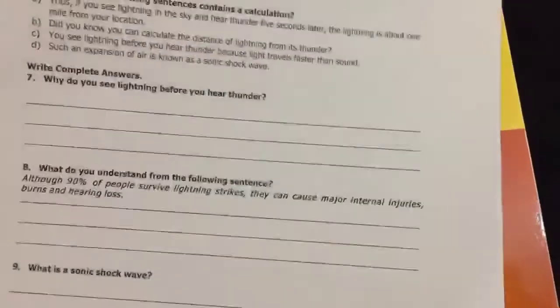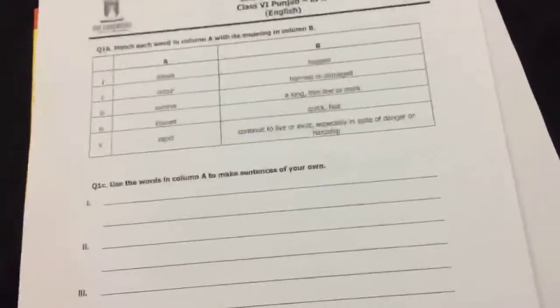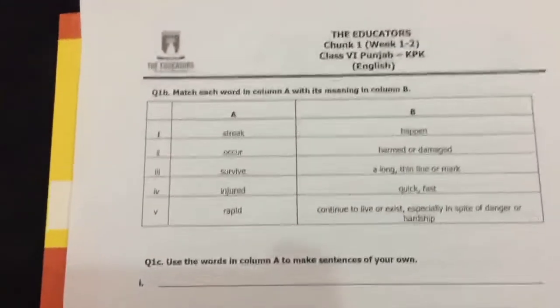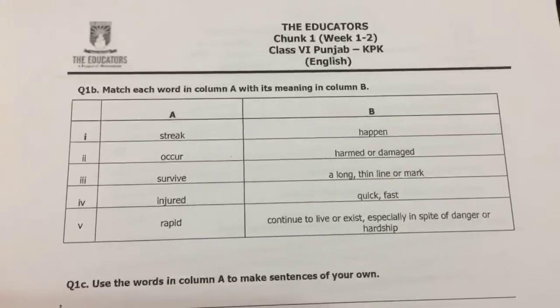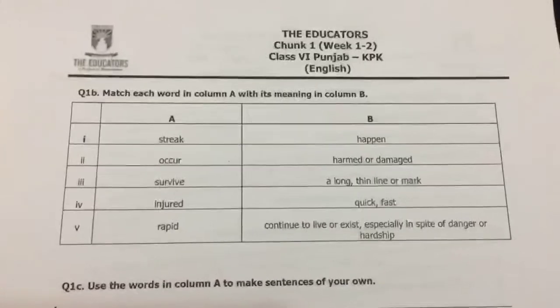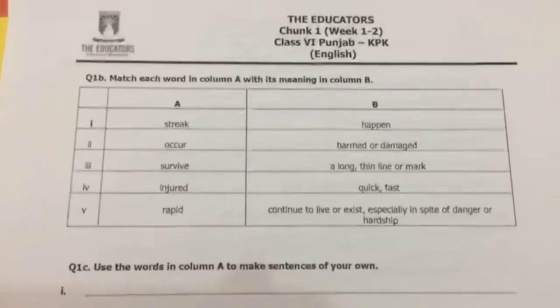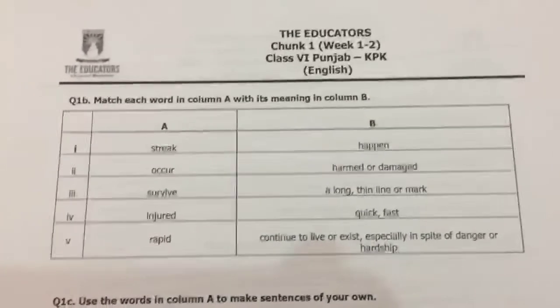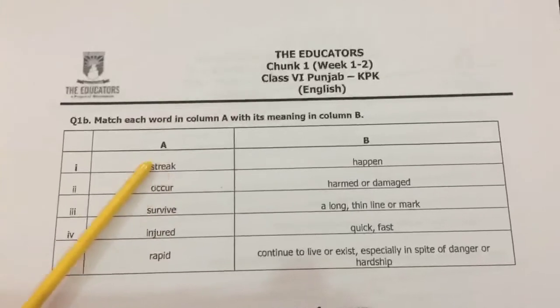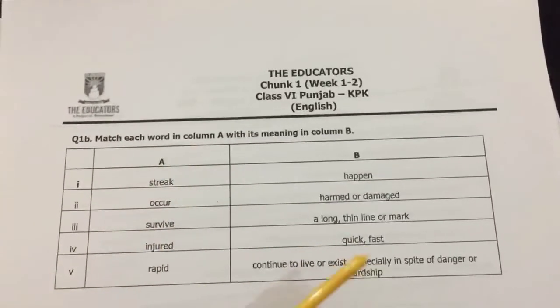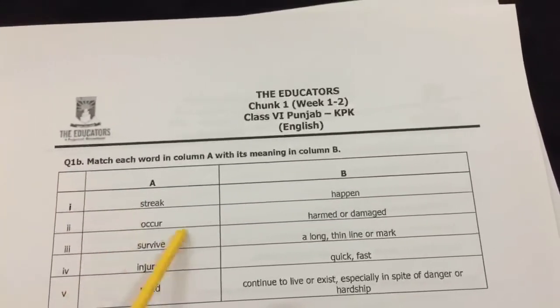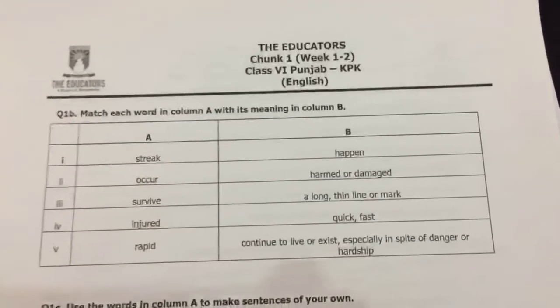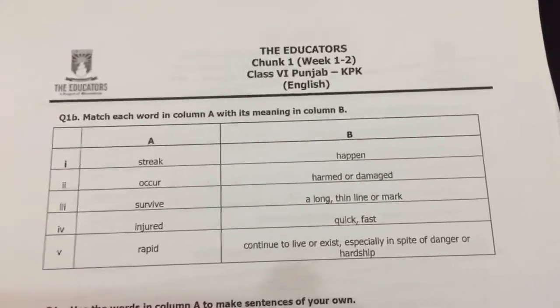Then we have another question. You have to match the following. Number first is, match each word in column A with its meaning in column B. So you have to find out what could be the appropriate meaning of these words, and you have to match the columns. Now, streak, I have discussed that a streak is a long thin line or mark. And then we have occur. What does occur mean? Occur means when something happens. When something occurs, it means it has happened.